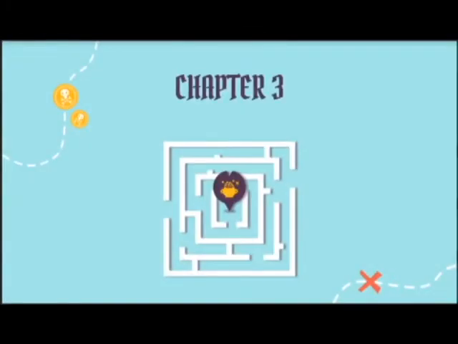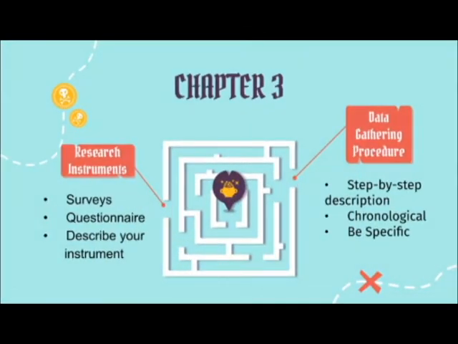The research instrument is the instrument that you are going to use to gather your data. Usually, a quantitative research uses a questionnaire, but you could also use interviews. In this section, you need to describe the instrument and why it is the best instrument to use for your paper.